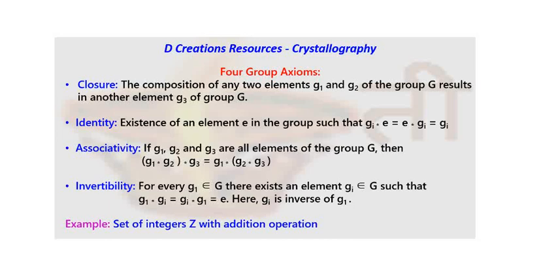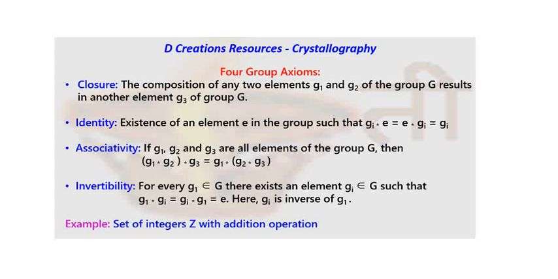What about invertibility? Since 0 is the identity element, for any positive integer, its negative counterpart is going to be the inverse. And for any negative integer, its positive counterpart is going to be the inverse. For example, for plus 19, you will have minus 19 as the inverse, because when you add both of them together, they give you 0, the identity element.